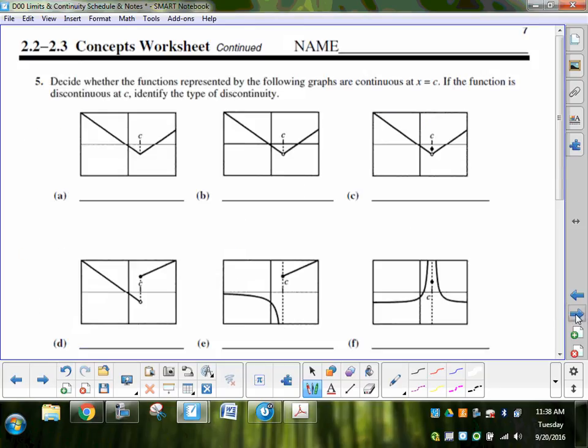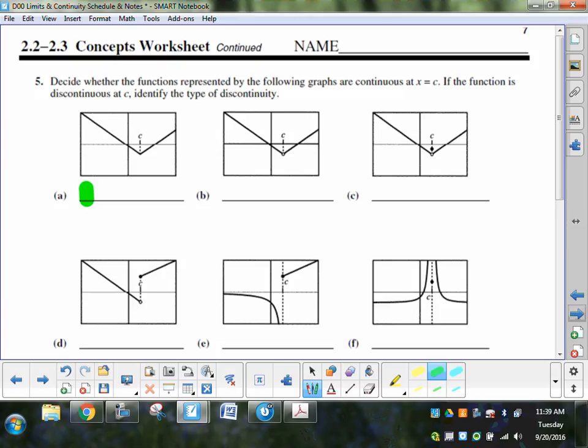For 5, we need to go through and make sure that we identify whether the function represented is continuous at C. If it is discontinuous, identify the type. So looking at what's there, for A, is it continuous at C? Cameron, what do you say? So this is continuous at C. Steve, what would you say for B? Is it continuous?